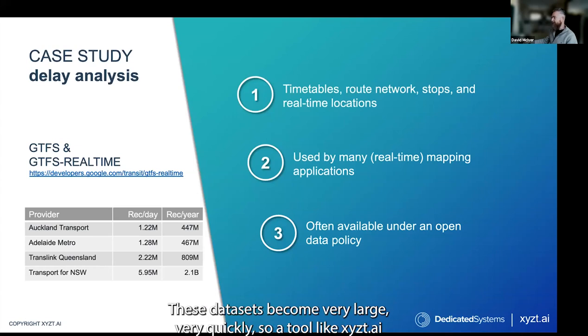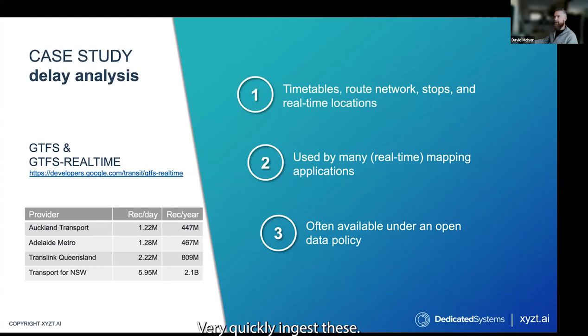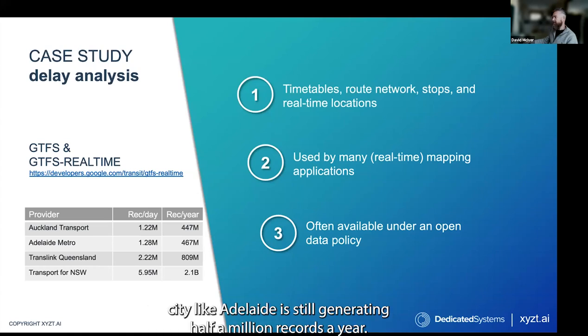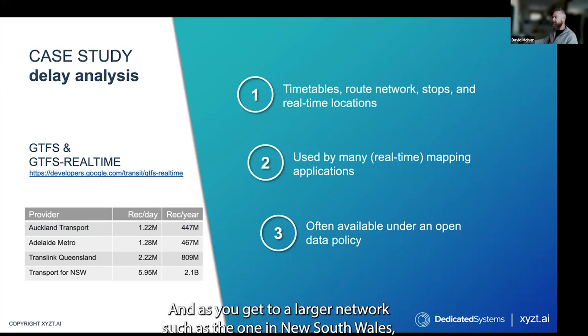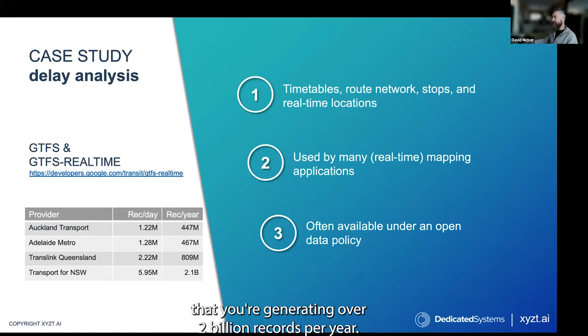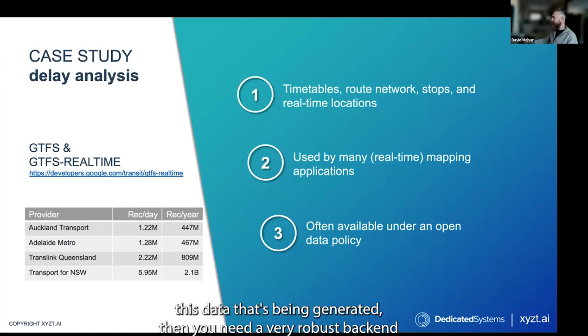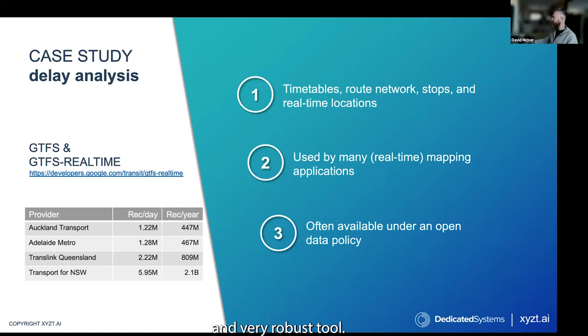These data sets become very large very quickly. So a tool like xyzt is the best solution to very quickly ingest these and to make sense of these. You can see in the table down on the left from the providers that a moderate sized city like Adelaide is still generating 500,000 records a year. And as you get to a larger network, such as the one in New South Wales, you're generating over 2 billion records per year. So if you want to do any type of long-term analysis on this data that's being generated, then you need a very robust backend and very robust tool.